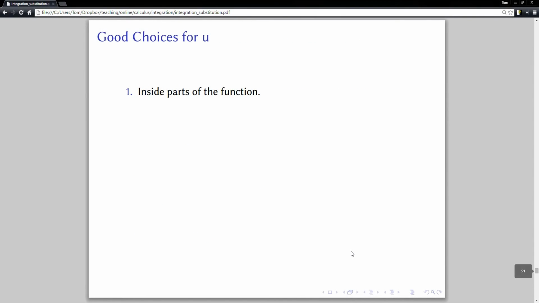All right, what are some good choices for u? Probably usually the best choice for u, although again, not always, you can't say this always works, but the inside parts of the function are probably a good choice for u. That's one to try if there's nothing else obvious in there.